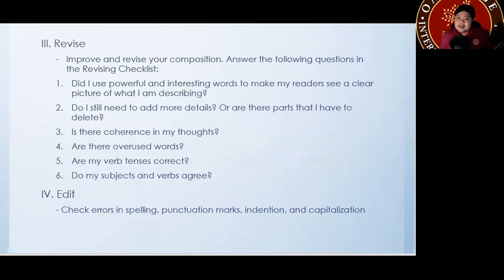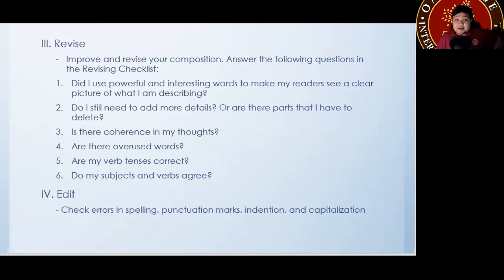Now, in the revise, you have another revise checklist. Try to improve what you've written down by answering the questions. Did I use powerful, intense, interesting words to make my readers see a clear picture of what I'm describing? Because that's what you want. You would like the reader to see, imagine, hear, feel, taste, and smell the things that you've sensed. Did you use words that are able to convey those thoughts? Do I still need to add more details, or are there parts that I have to delete?